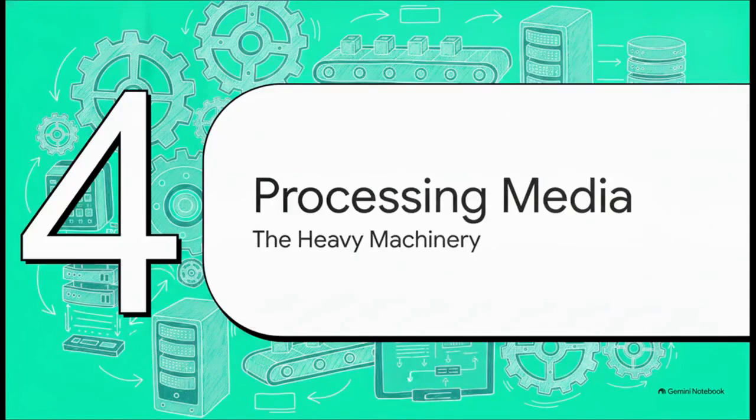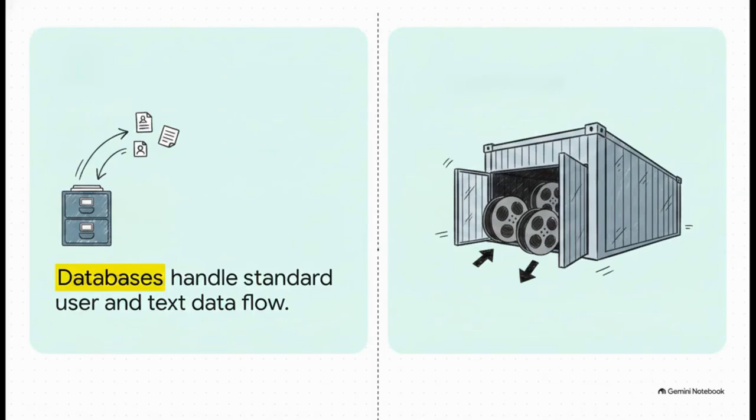All right, Section 4, Processing and Storing Video. Here's where we hit a massive structural fork in the road. Your standard databases handle lightweight text, things like user profiles, comments, or search queries. But massive, bulky media files, they require a totally different environment called object storage. Think about it. You simply can't shove a 4K movie file into a standard filing cabinet, right? You need a specialized warehouse.